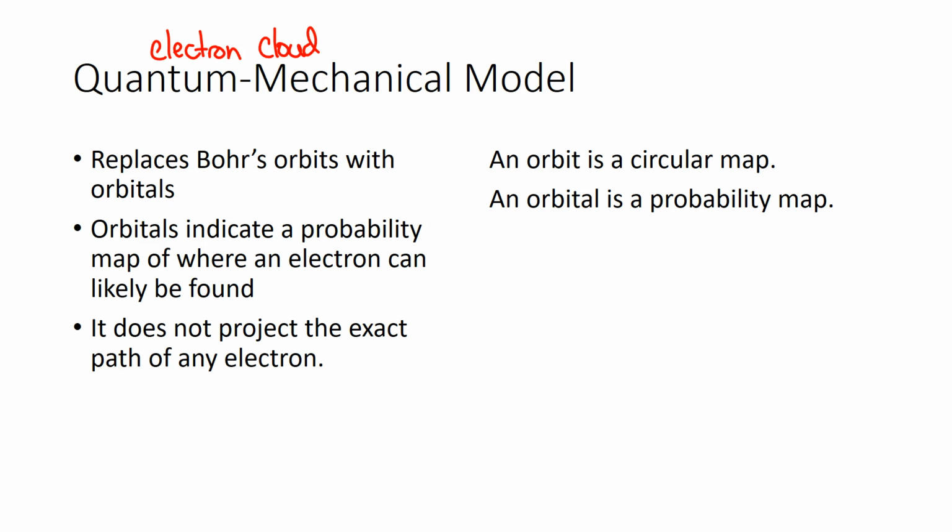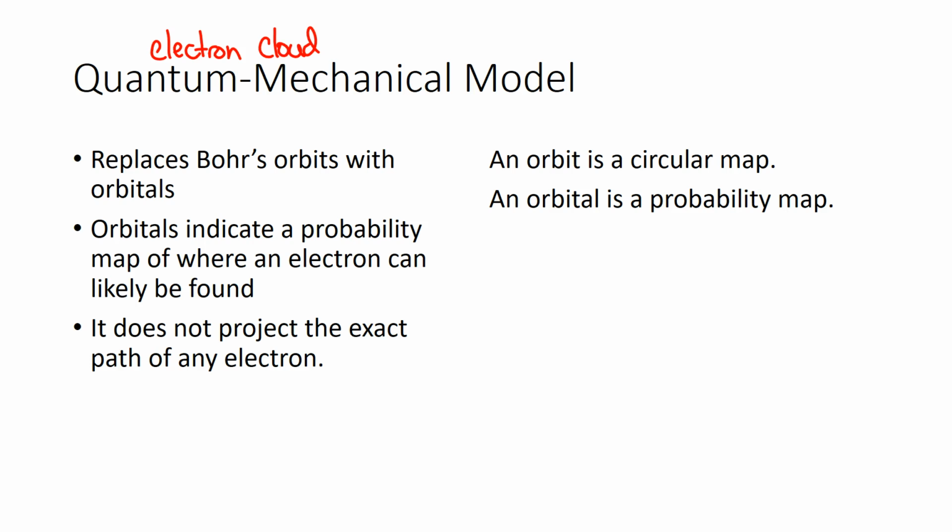But instead of having orbits, they call them orbitals. Orbitals indicate a probability map of where an electron is likely to be found. It does not project the exact path of any electron. So that's a difference when you're comparing an orbit to an orbital. An orbit represents a circular path, or an elliptical path if you're looking at planets. An orbital is just a probability map. It's just somewhere where we can say, okay, there's something supposed to be there. We don't know exactly where.